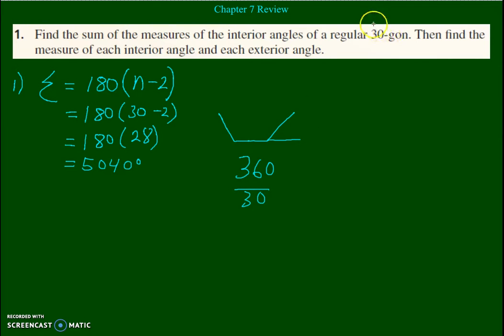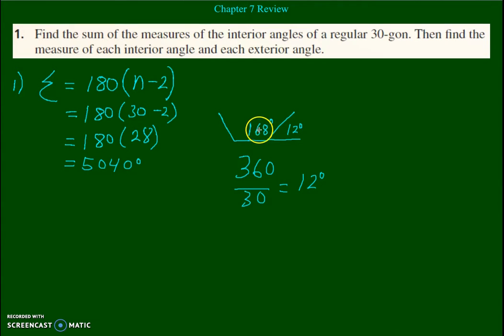And since this is a regular polygon, then we know that each one of these exterior angles is going to be equal. So that gives us 12 degrees. So each exterior angle is 12 degrees. And since linear pairs are supplementary, this angle is the supplement of this. So we know that this angle is 168 degrees. And so there's our answer to our question. Each exterior angle is 12 degrees. Each interior angle is 168 degrees.